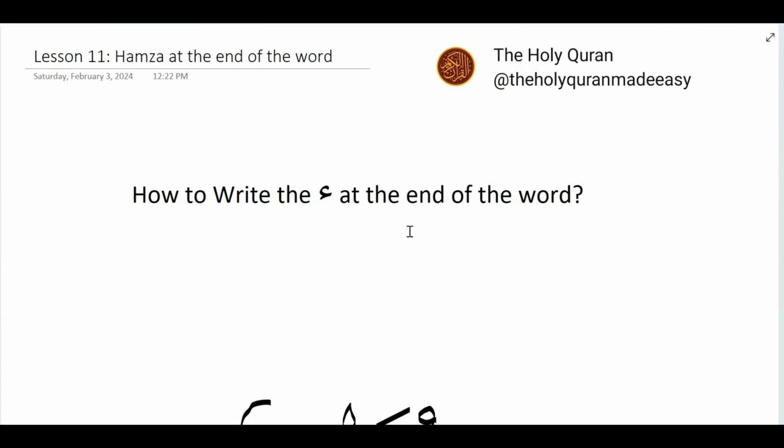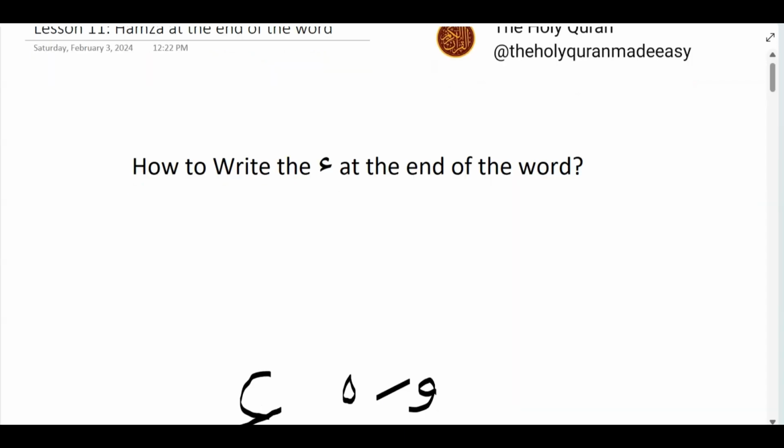Remember in the last two lessons we talked about the Hamza a bit in the beginning of the word and in the middle of the word, and what are the rules that dictate how to write the Hamza. Today our focus on this part will be about the Hamza at the end of the word.